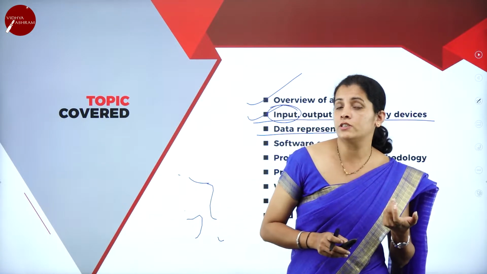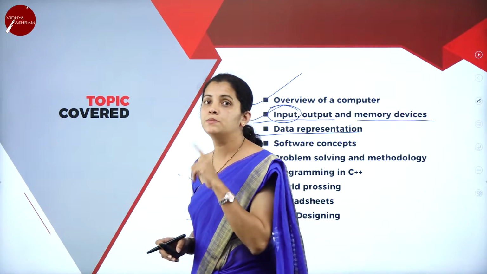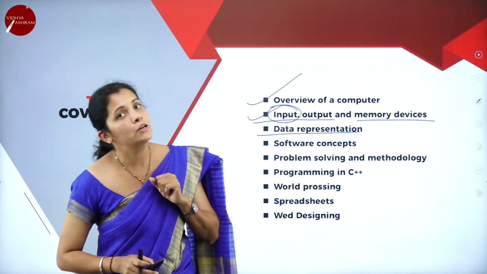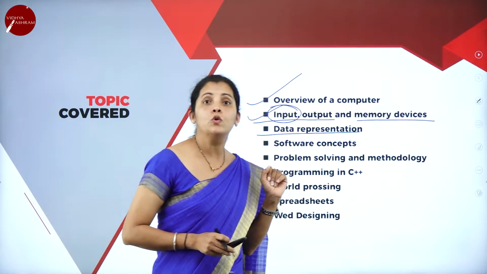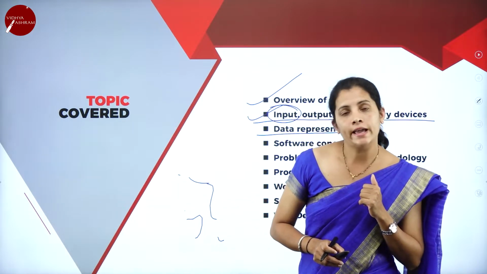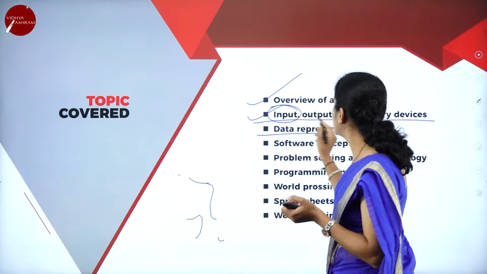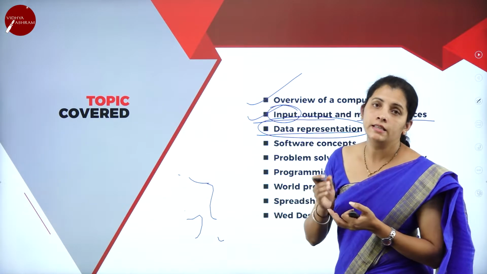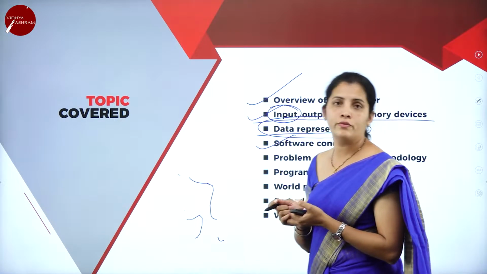data representation. Along with that, we are going to have number systems, that is positional number system and non-positional number system. Along with that, we are going to have BCD, binary coded decimal, as well as Gray code and XS3. So these are the very important topics which come under our subject, that is computer science.